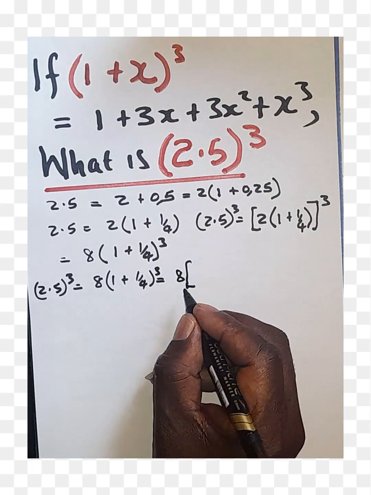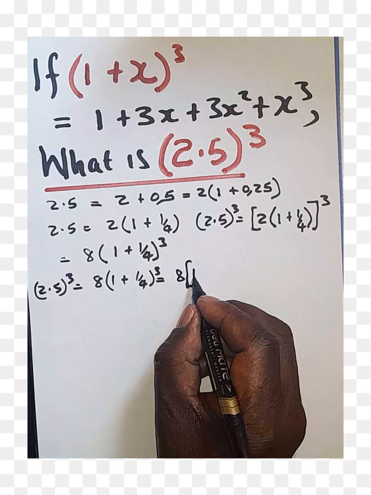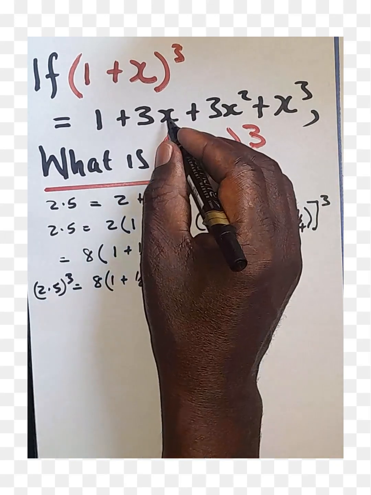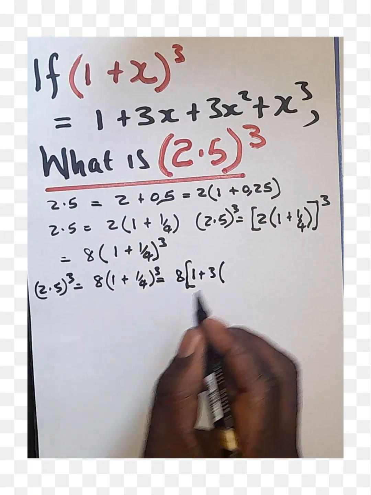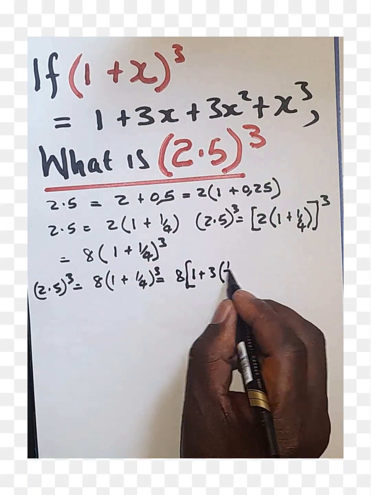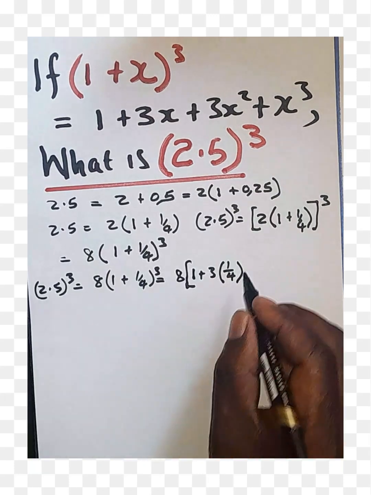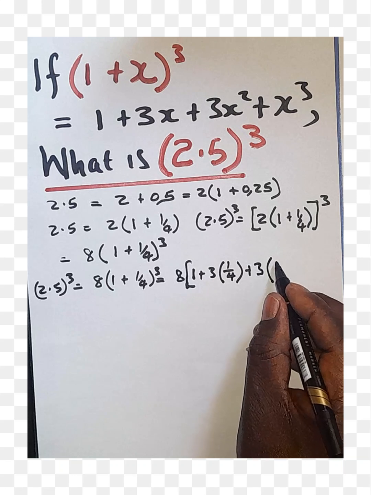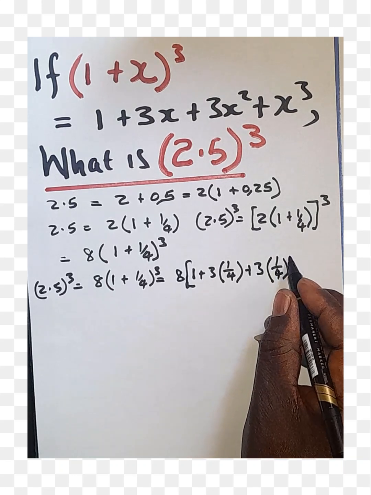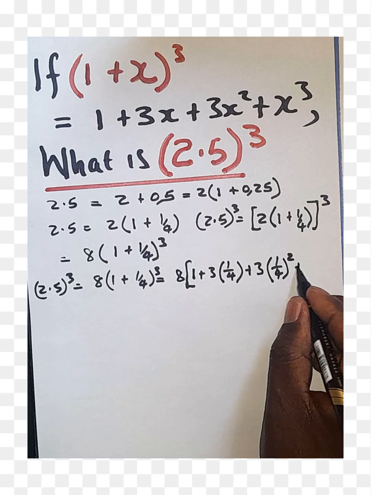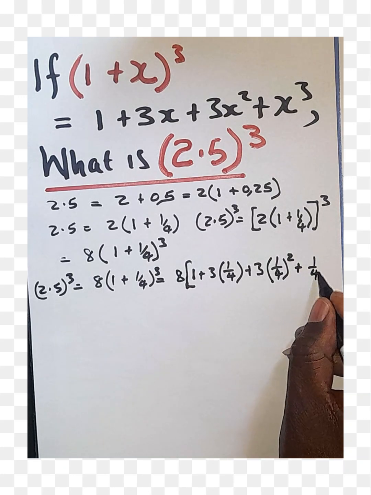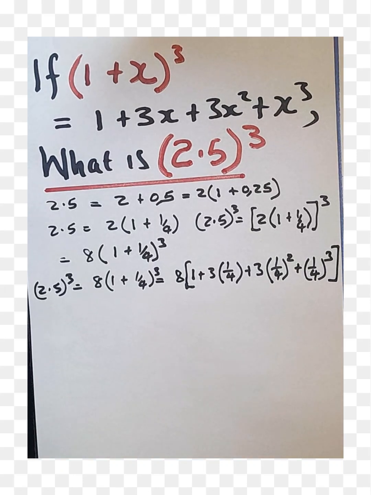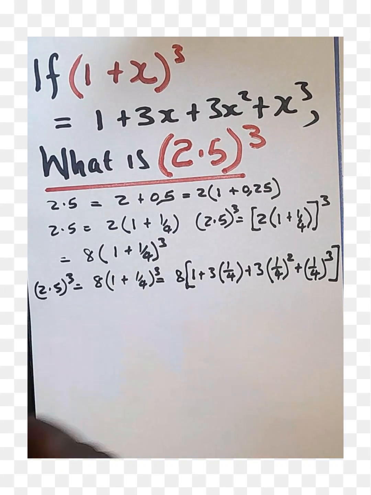Let's put a big bracket here. Our first term is 1. Our second term is 3 multiplied by our x, but now x is 1 over 4, which is 1 over 4 here. Our third term is 3 multiplied by x squared, which is 1 over 4 raised to the power 2. And our last term is 1 over 4 raised to the power 3. Remember, our x now is represented by 1 over 4. So there we are now.